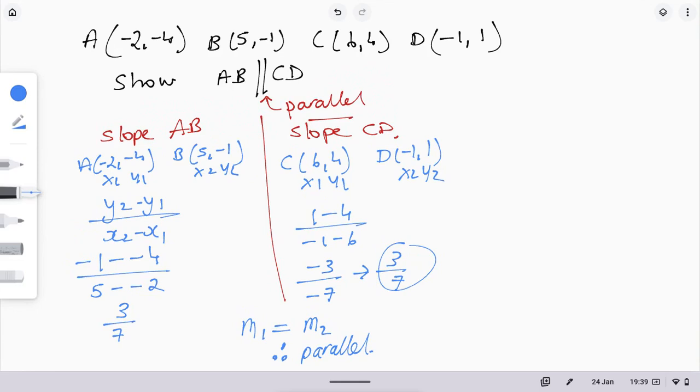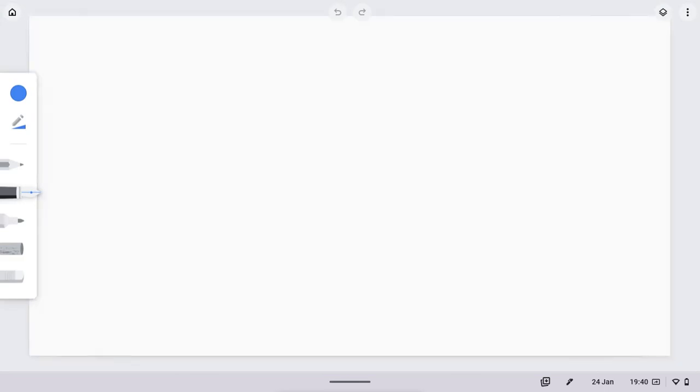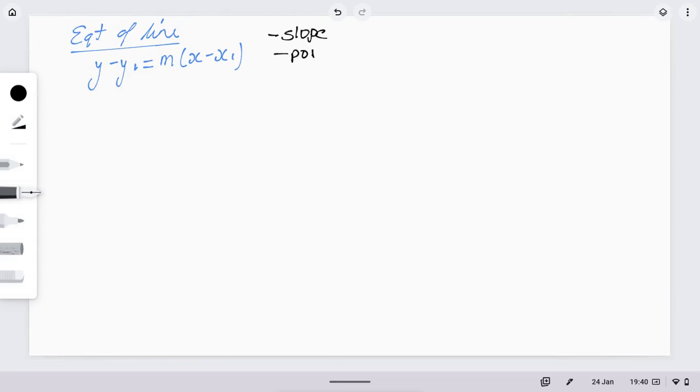Now we'll see that when we're finding the equation of a line. So let's say, for example, and we'll build it up. So the equation of a line formula, there's two of them. One of them is this: y minus y1 is equal to m times x minus x1. Now from this, we see we need two things, a slope and a point. And the point goes in for x1, y1.